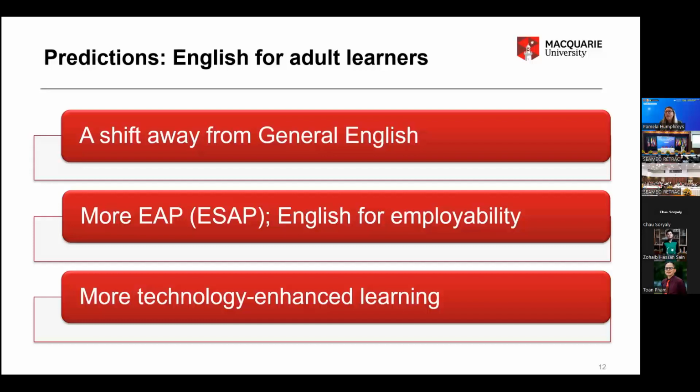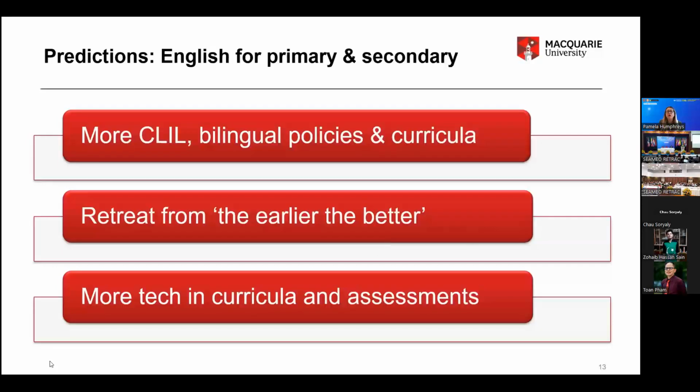So those are my three main predictions for adult learners. And some of those things are true regardless of who it is we're teaching. I think certainly we're going to see more technology-enhanced learning regardless of who the learners are, whether it's children, higher ed, adults. But those are my predictions for adult learners specifically. On my next slide, I'm going to talk about where I think English and English language teaching is going to go with children and in the primary and secondary sectors.